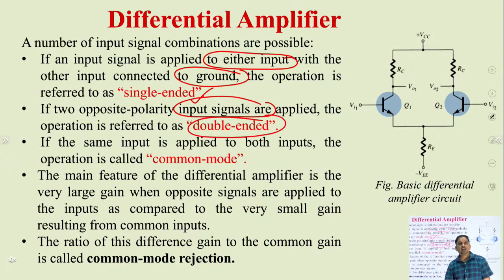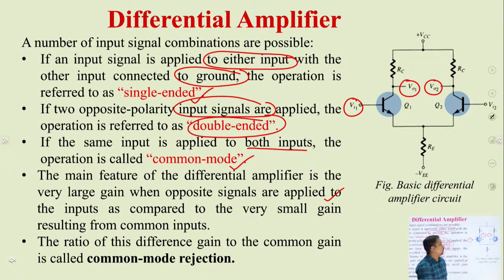If the same input is applied to both, then the operation is called common mode operation. And if opposite polarity signals are applied, it is called differential mode of operation. So we are going to utilize the differential amplifier for the operation of the op-amp. Here Vi1 and Vi2 are the two inputs, and V01 and V02 are the individual outputs.